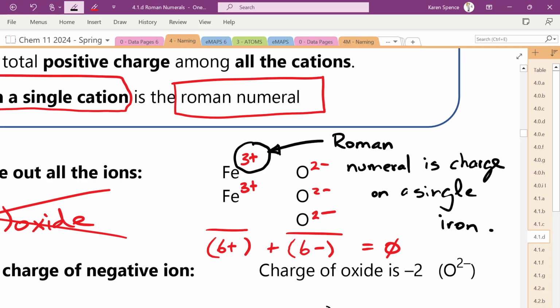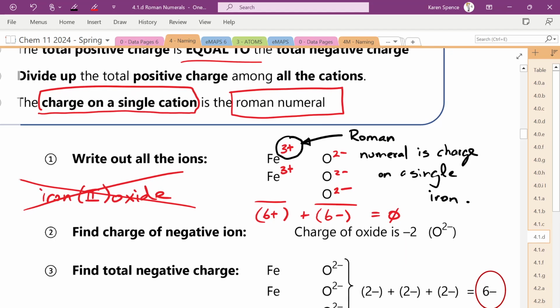Does that make sense? That your compound has to equal out to 0? Now, would you like to see the shortcut?